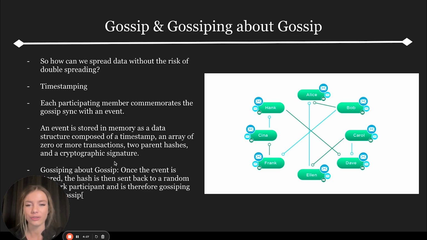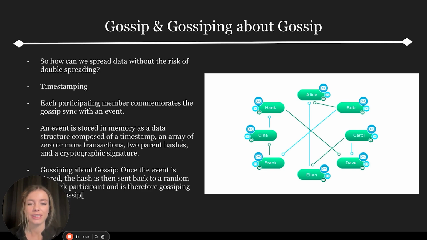So upon completion of a Gossip sync, each participating member commemorates a Gossip sync with an event, and then the event is then stored in memory as a data structure composed of a timestamp, an array of 0 or more transactions, 2 parent hashes, and a cryptographic signature. And there is also this thing that is called gossip about the gossip. So to make this super simple for us, this is when we technically complete an event, we timestamp it, we sign it, and we send the hash to a random network participant, thereby this is classed as gossiping about the gossip.